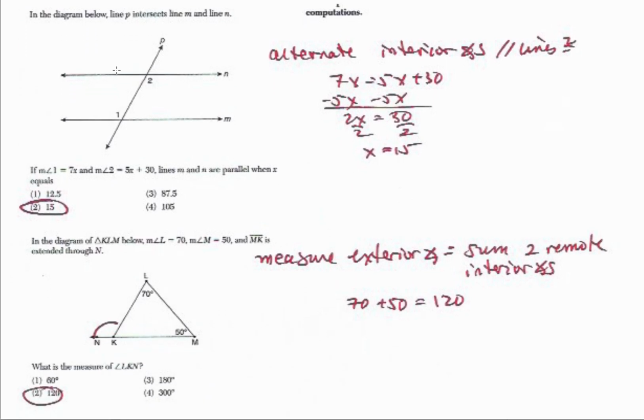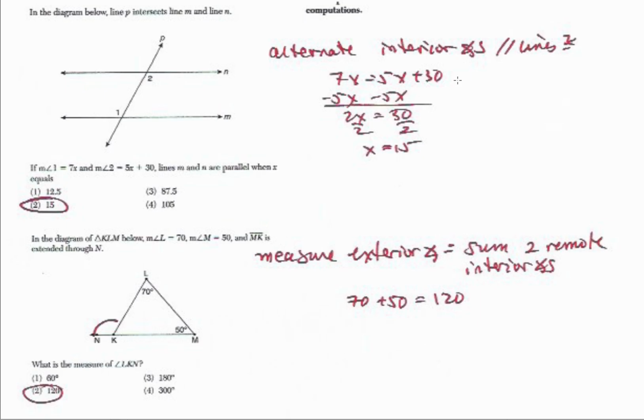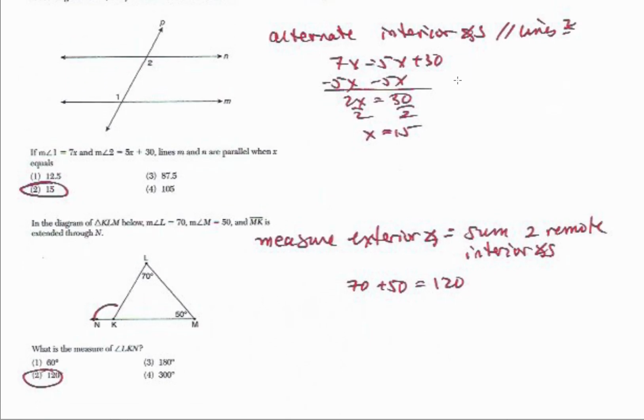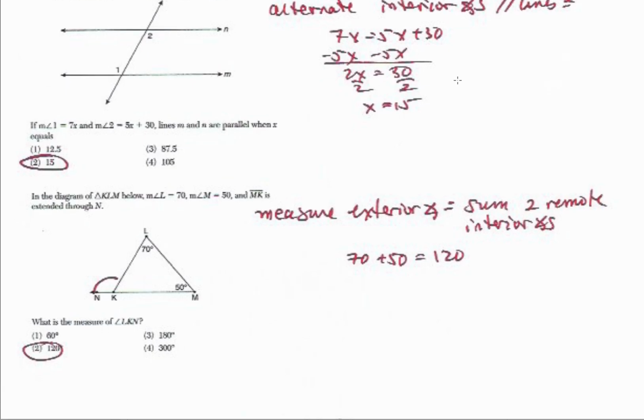Next one up, angle 1 and angle 2. Well, those are alternate interior angles, or you could look at them as both obtuse. So 7x will have to equal 5x plus 30. Subtracting 5x from both sides, 2x is 30, dividing by 2, x is 15. And they only asked for the value of x, so we're good. Remember, they're only parallel if the alternate interior angles are congruent.